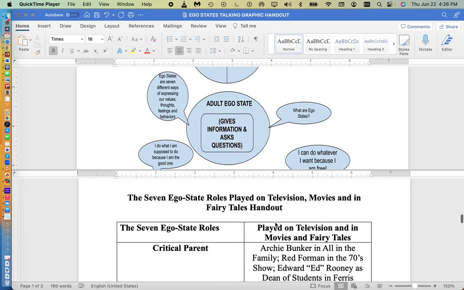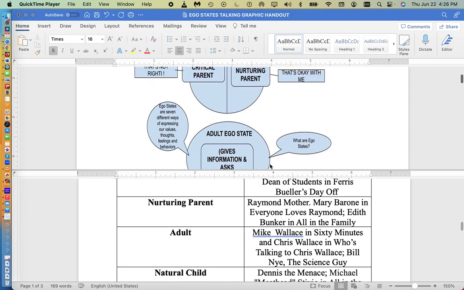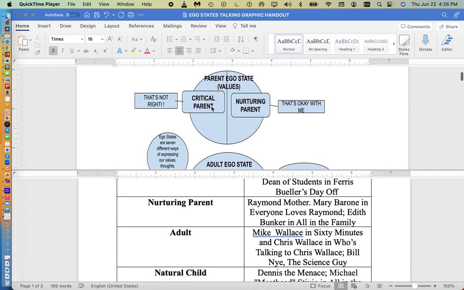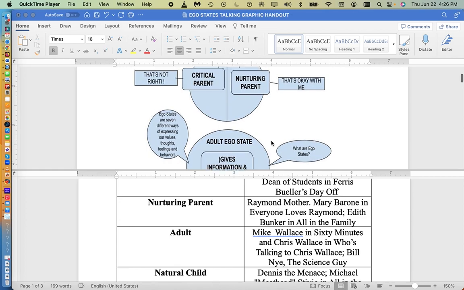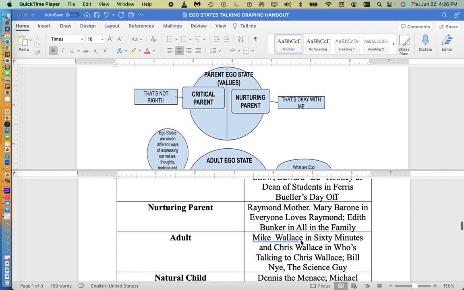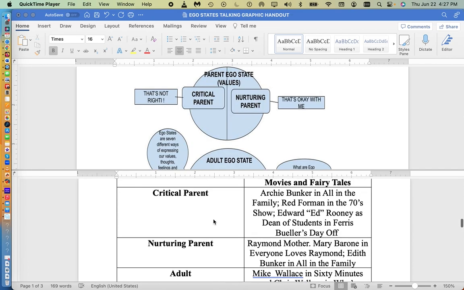Now, examples of the nurturing parent in the ego state, remember we said there are two parts to the parent ego state, the critical parent and the nurturing parent. All right? So the nurturing parent examples would be Raymond's mother in Everybody Loves Raymond. Her name was Marie Barone in that particular series. And Edith Bunker in All in the Family often came from the nurturing parent ego state. The part of you that gives yourself and others permission to do whatever you want or whatever they want. So let's review very carefully.